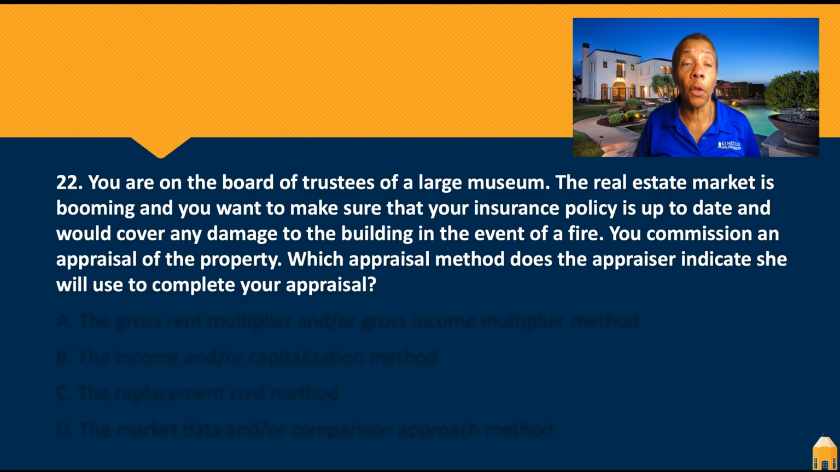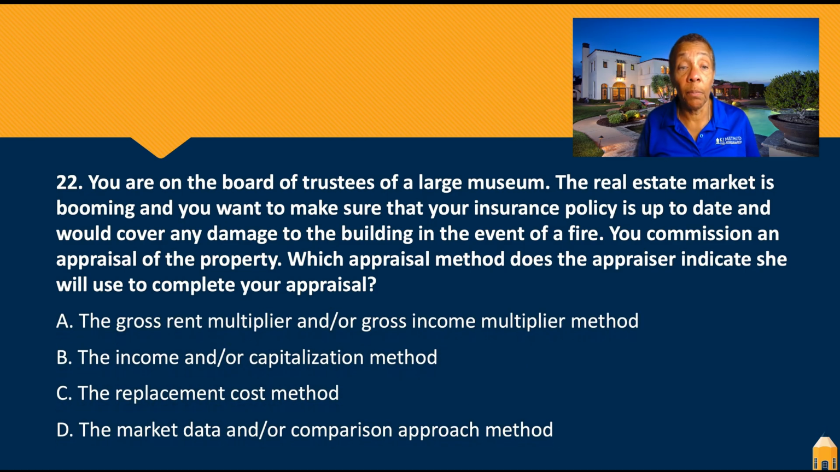22. You are on the board of trustees of a large museum. The real estate market is booming, and you want to make sure that your insurance policy is up to date and will cover any damage to the building in the event of a fire. You commission an appraisal of the property. Which appraisal method does the appraiser indicate he or she will use to complete the appraisal? Large museum, what are you going to use? A, gross rent multiplier? B, the income or capitalization method? C, the replacement cost method? Or D, the market data method?